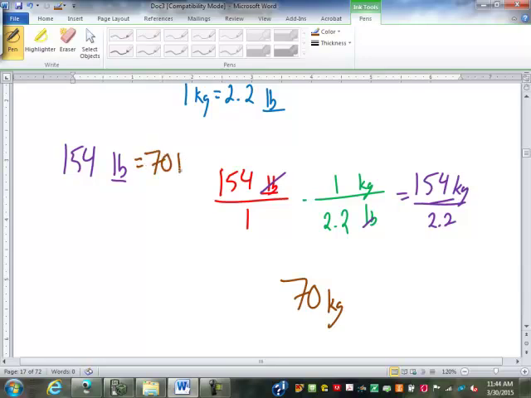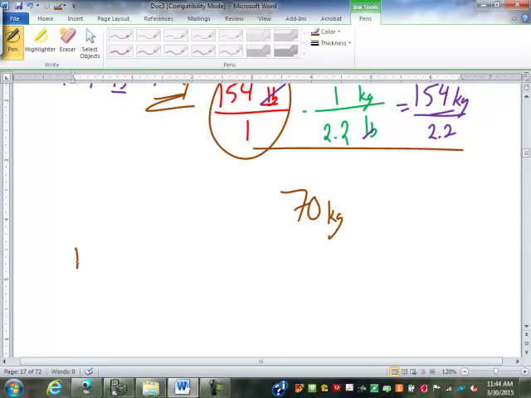Well, this is a conversion that we use often enough, kind of like inches and feet, where we don't want to have to go through a formal unit conversion like this. So whenever we see a weight given in pounds, we can just go ahead and divide that weight by 2.2 to get kilograms.